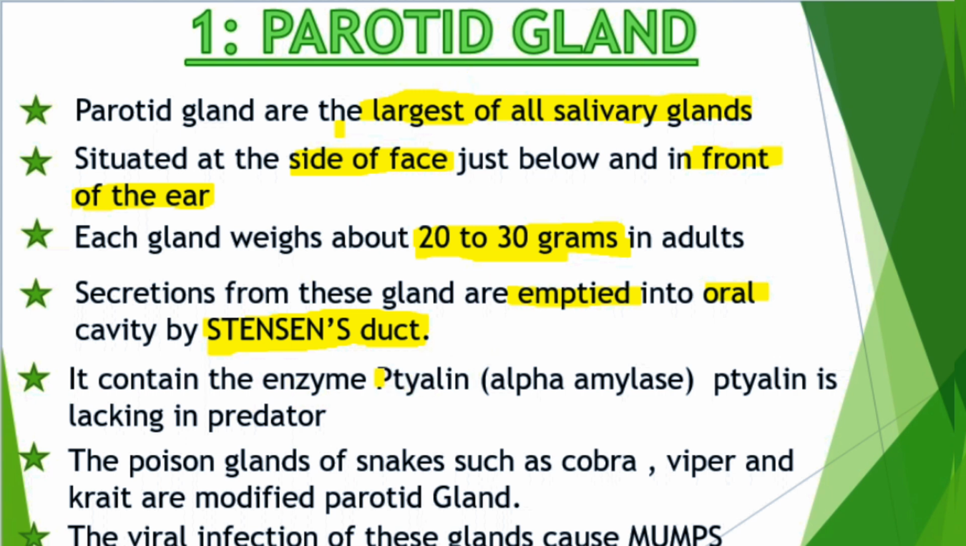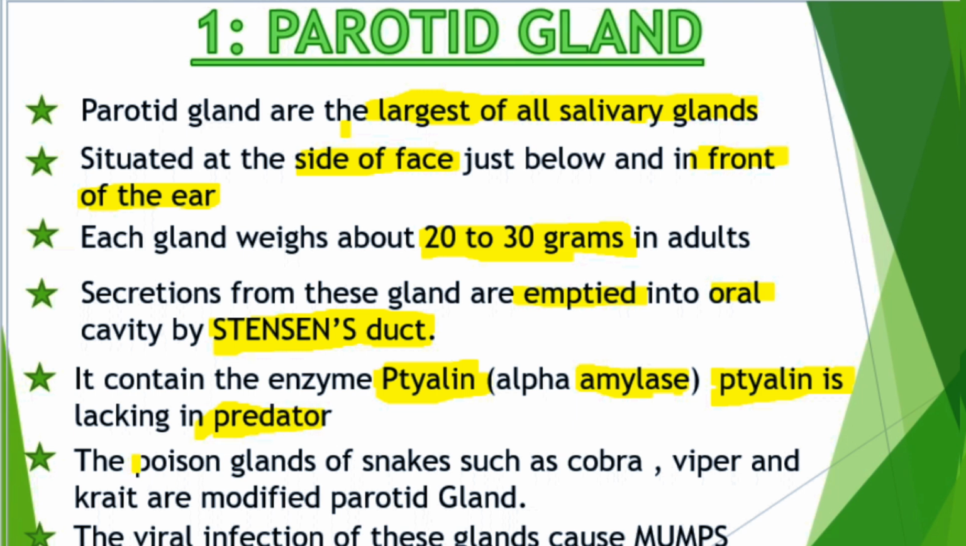The secretion mainly produced by the parotid gland contains an enzyme called ptyalin enzyme. This is also known as alpha amylase enzyme. This enzyme is found in the secretion of the parotid gland. Now what is the function of this ptyalin enzyme? This ptyalin enzyme acts on the starch and converts the starch into maltose. This is absent in predators, such as the lion and tiger.